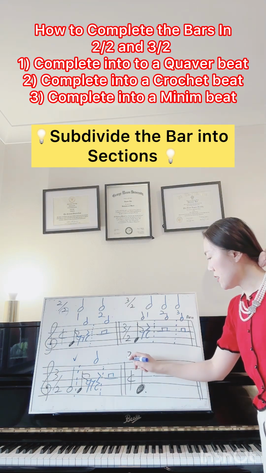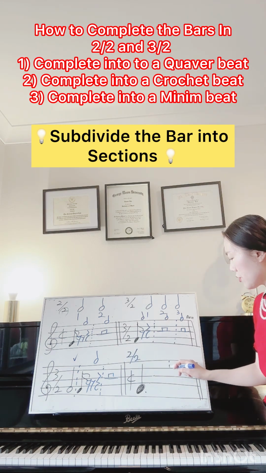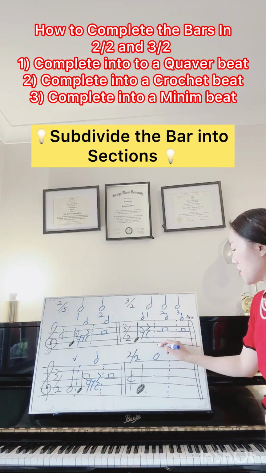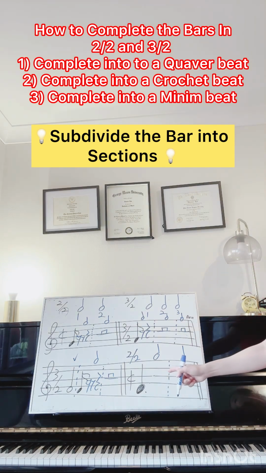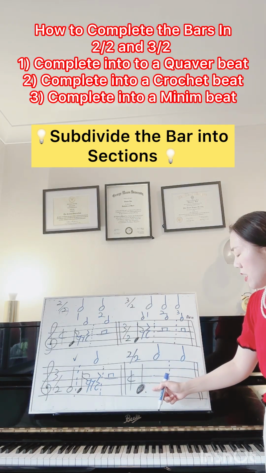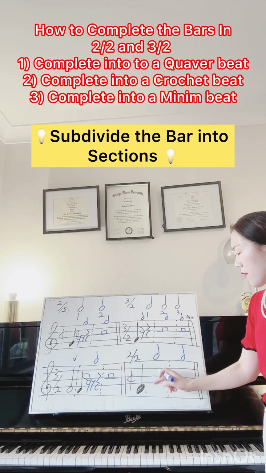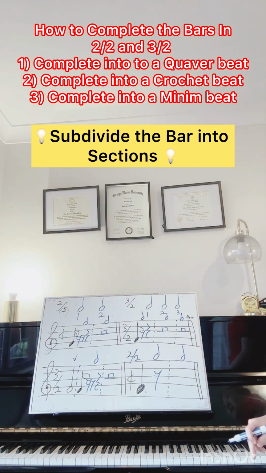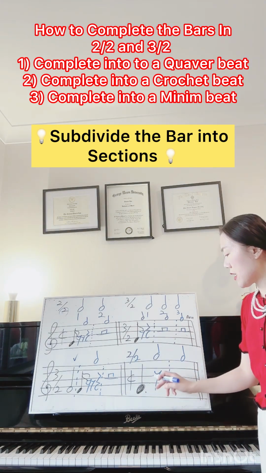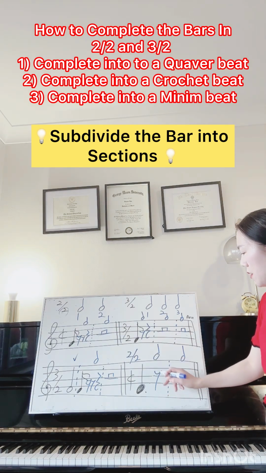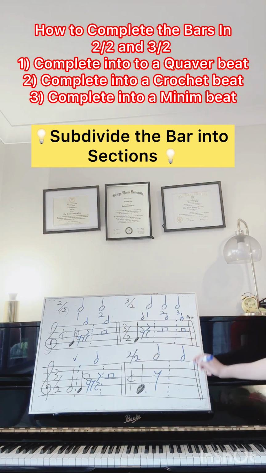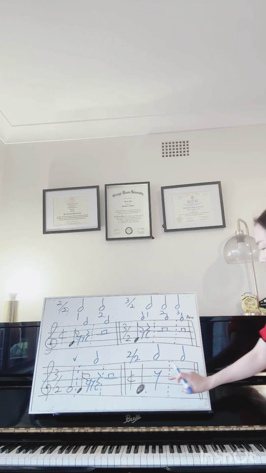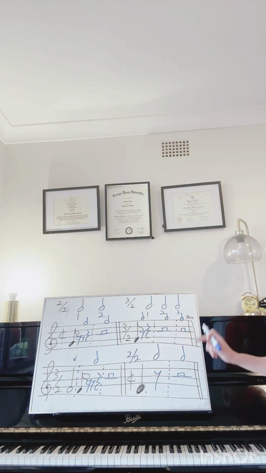Okay, let's look at the next one. This is also 2/2. That means there are two minim beats in each measure. So you divide the measure into two sections. Make sure that each section you group into a minim beat. Let's look at the first one. You have 1.5 beats stranded. You need another half of a beat to complete and group into a minim. So you just need a quaver rest to complete. And then the next section is blank, so we just put a minim rest to complete. And that's how you complete the section. And that's how you complete the bar in 2/2 and 3/2.